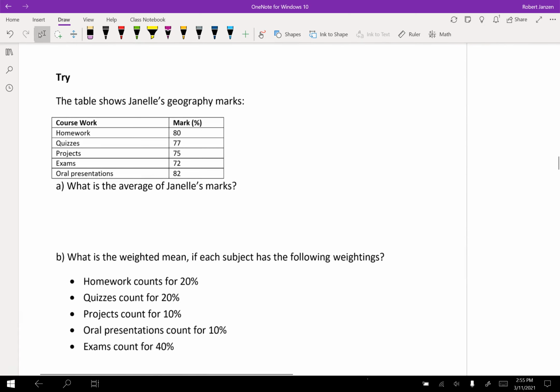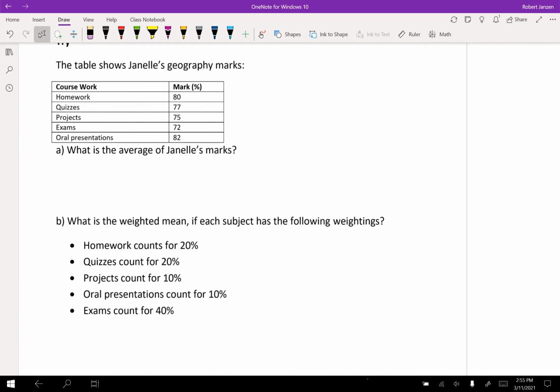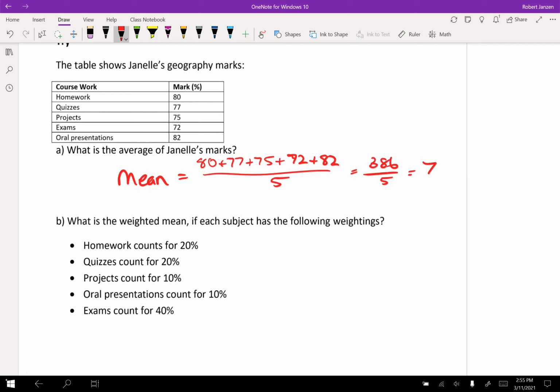All right, pause the video and see if you can do this one. So we're going to do the same kind of question, find the average and then find the weighted average. So pause your video. All right, so you're back. The mean, if we add all of these up, 80 plus 77 plus 75 plus 72 plus 82, we're going to divide that by 5 because there's 5 objects. So this is 386 divided by 5, which gives you 77%. That would be the mark if there was no weighting.